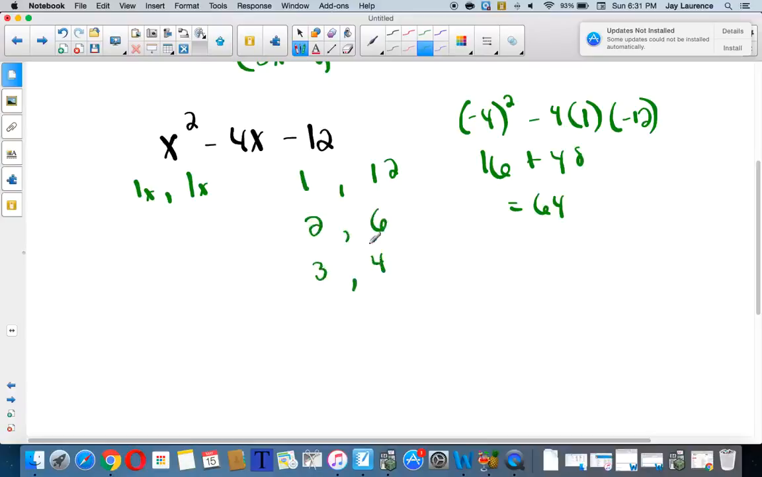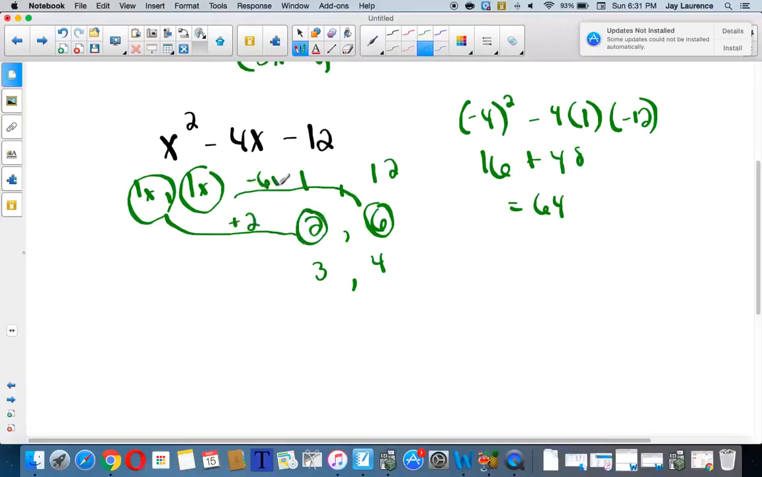All right, I've got my factors of 12 listed. I'm going to subtract after I multiply. How do I know I'm going to subtract? Because C is negative, and I want to subtract to get negative 4. Oh, I see it already. I'm going to do 1x times 6, and I'm going to do 1x times 2. So that's going to get me a positive 2 and a negative 6, because when I combine those, I'll get a negative 4.